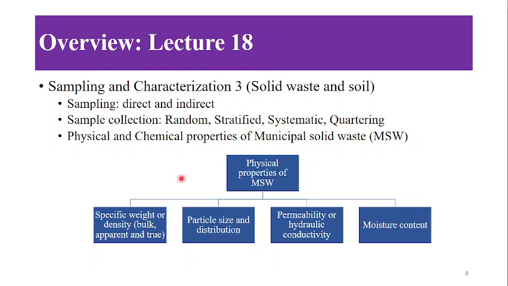And the physical and chemical properties of municipal solid waste. The physical properties can be specific weight or density, the bulk density or apparent density or true density, based on the inclusion or exclusion of the pores inside the solid or the interparticulate spaces. Then particle size and distribution, permeability or the hydraulic conductivity, and the moisture content.